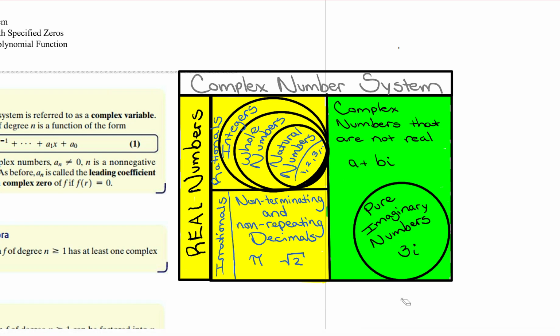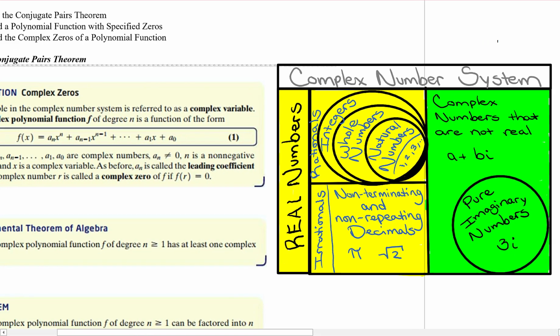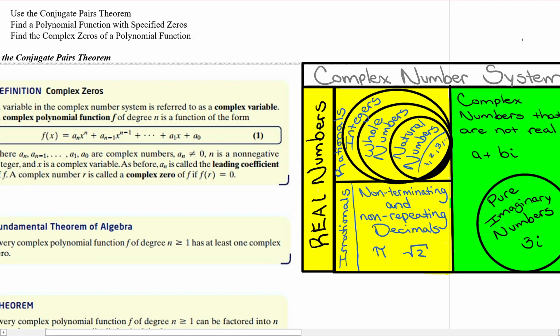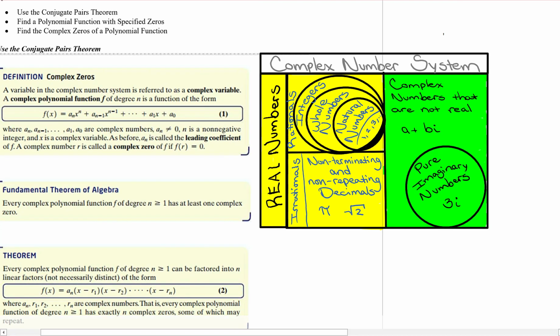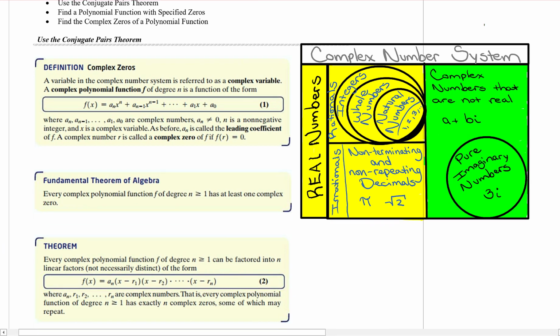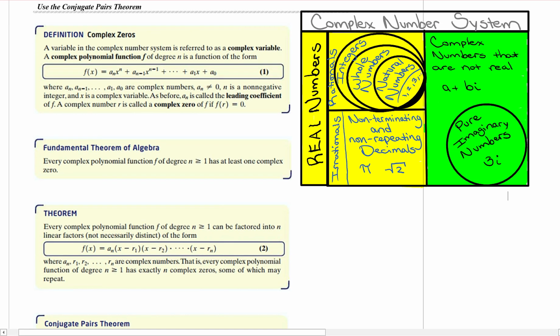All right, that's our complex number system. So when I'm talking about complex numbers and these complex zeros, just recall that the real numbers fall into this number system. So when we're talking about a complex polynomial function, we're still working with the real numbers. But now we can also talk about numbers that are not real. Okay? So that's all it means. I don't want anyone to freak out.